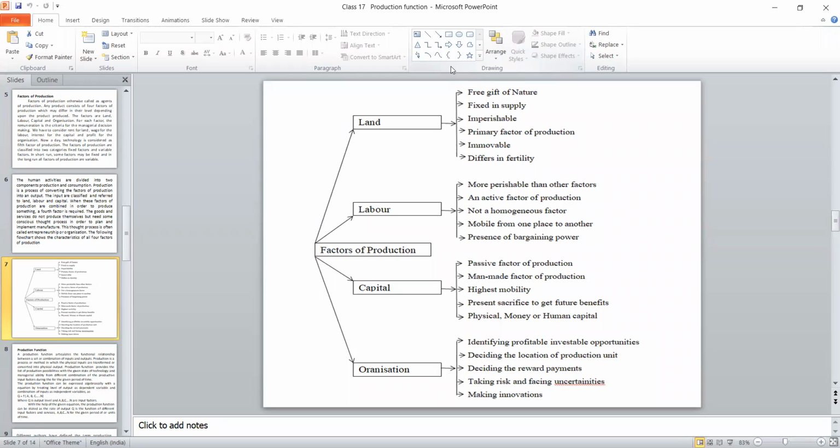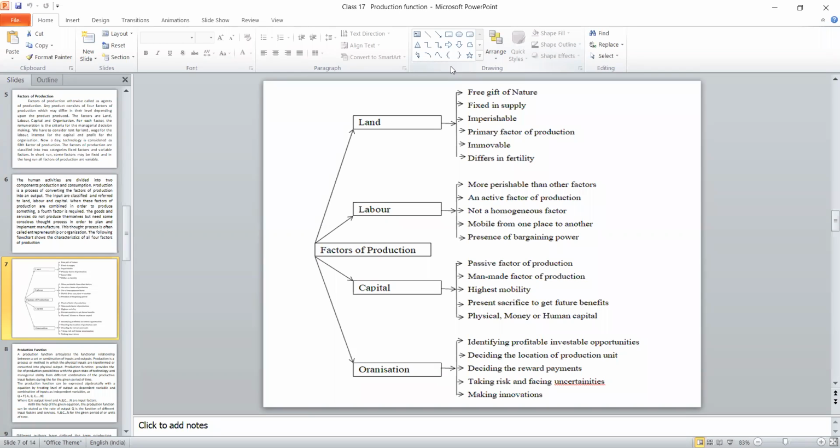We should keep in mind that they are not homogeneous. Homogeneous in the sense that one worker may have some skill, the other worker may not have equal skill. It may be more than that or less than that. That is why the labor force is heterogeneous, not homogeneous. The most advantageous thing is that this factor of production can move from one place to another. You can transfer the labor force from one place to another. So the highest thing is the bargaining power of the entrepreneurship based on this particular manpower. So these are the features of labor.